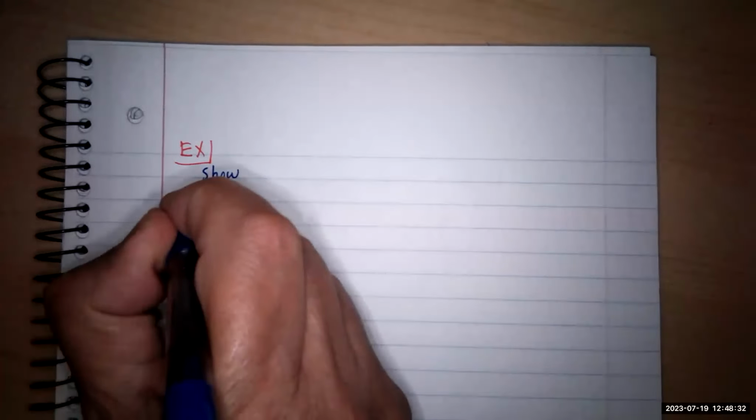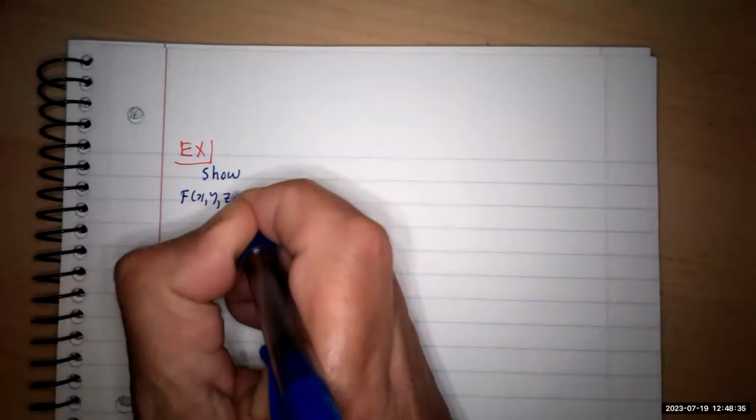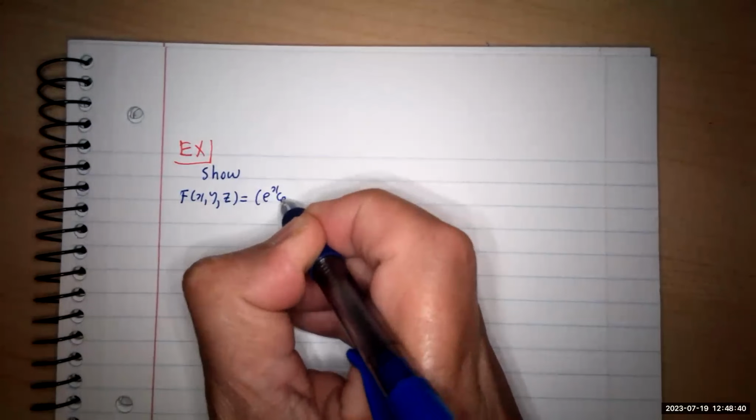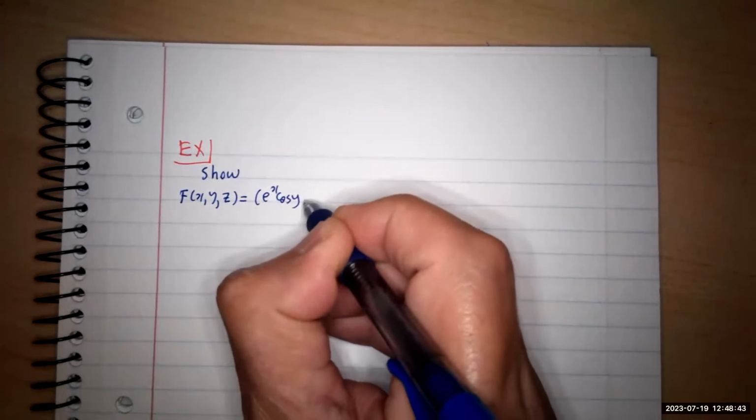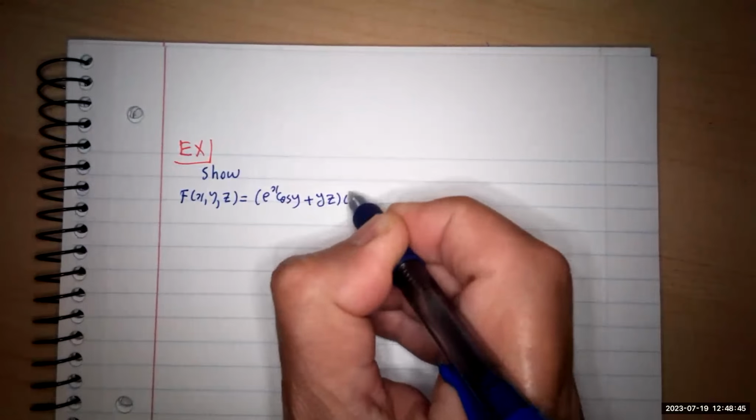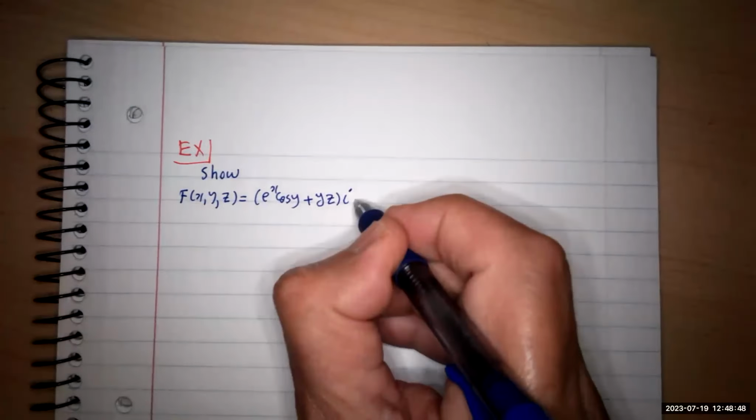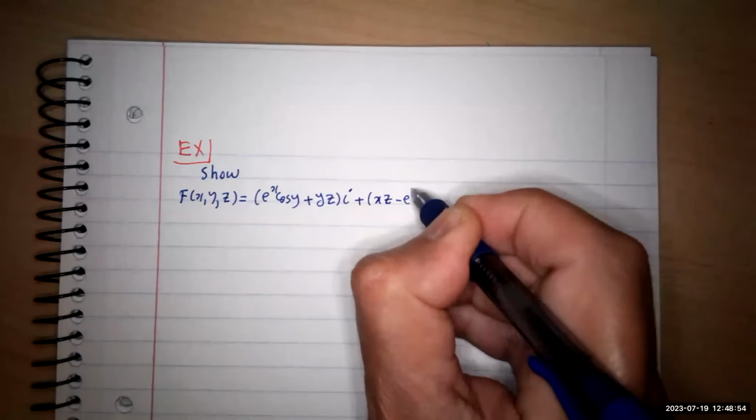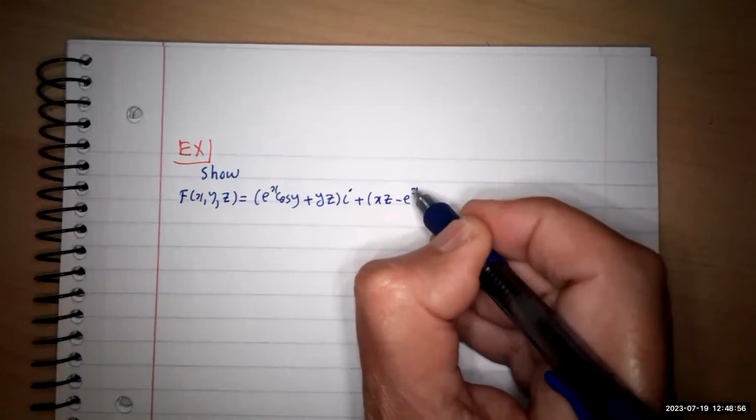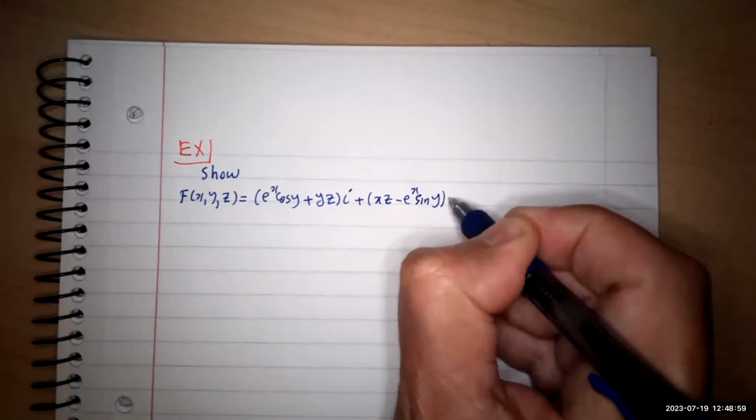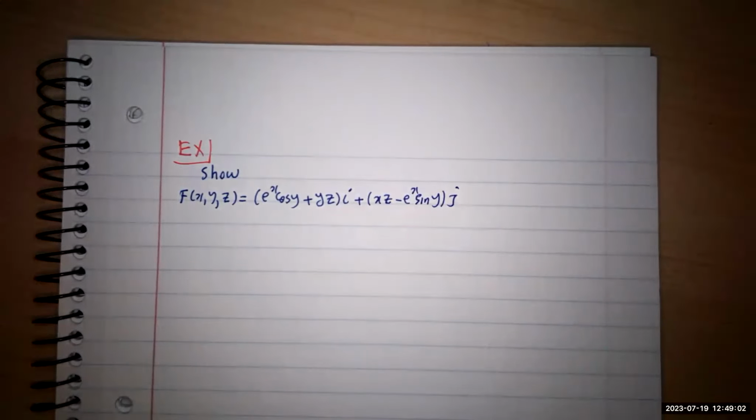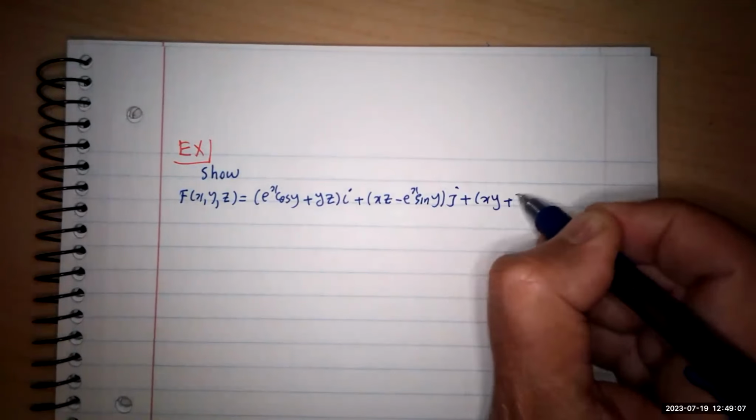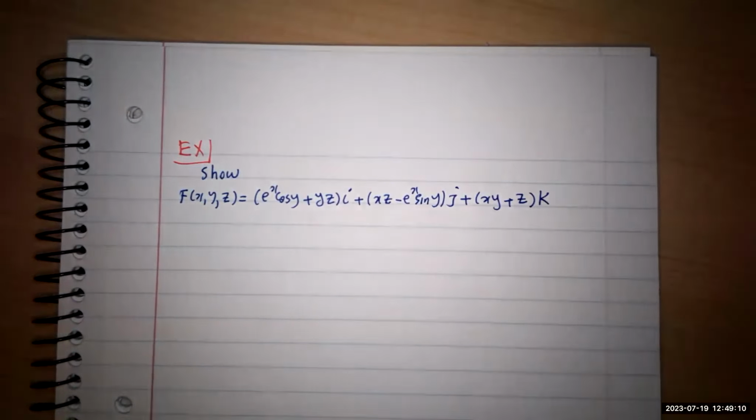Okay, there you are. This is a vector field F(x, y, z). The first component is e to the x cosine of y plus yz, times i. The second component is xz minus e to the x sine of y, times j. And the last one is xy plus z, times k. This is the vector field.